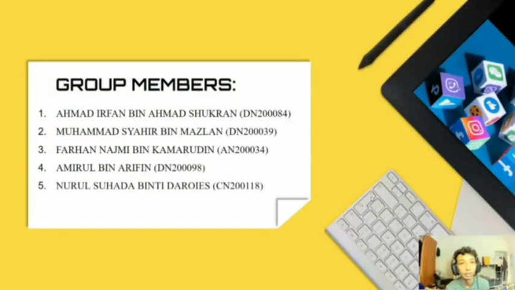This is our group member. First, Ahmad Ifan bin Ahmad Shukran, DN200084. Number 2, Muhammad Shahir bin Mazlan, DN200039. Number 3, Farhan Najmi bin Kamarudin, AN200034. Number 4, myself, Amirul bin Arifin, DN200098. And lastly, number 5, Nurul Suhada binti Darwish, CN200118.